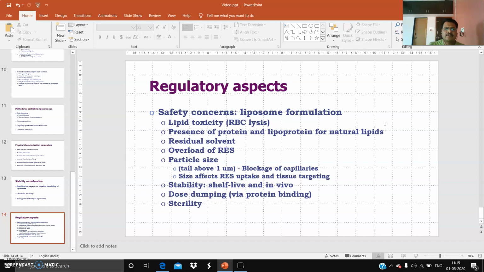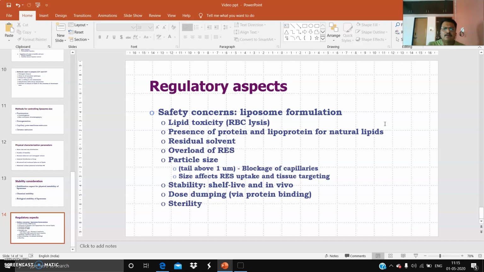Some of the regulatory aspects required for preparation of liposomes are safety concerns in liposomal preparation. Lipid toxicities, that is RBC lysis, the presence of protein and lipoprotein in natural lipids. Residual solvent, overload of RES, particle size, tail beyond 1 micron or blockage of capillaries. Size affects the RES uptake and tissue targeting. Stability, shelf life, dose dumping via protein binding, and sterility of effluent.